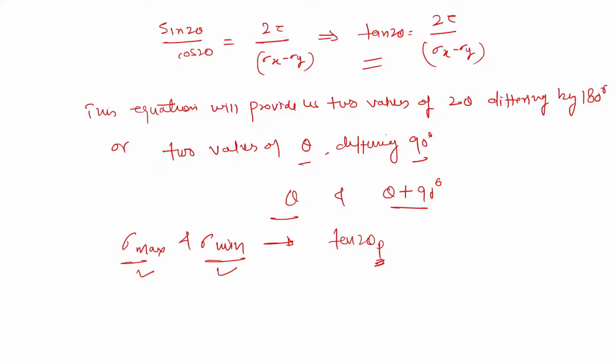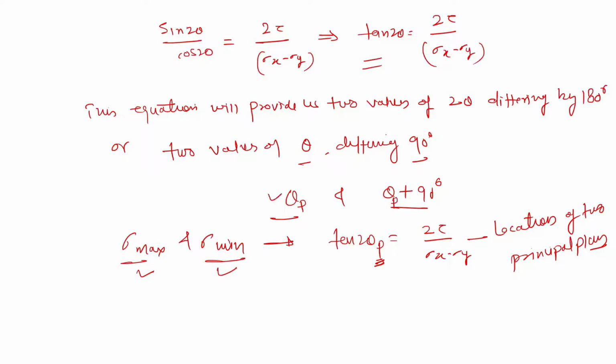So this tan 2 theta p is equal to 2 tau over (sigma x minus sigma y) will give us the locations of the two principal planes. This is theta p and this is theta p plus 90 degrees. So this is the first principal plane and this is the second principal plane.